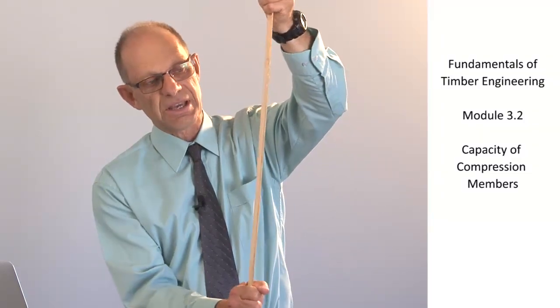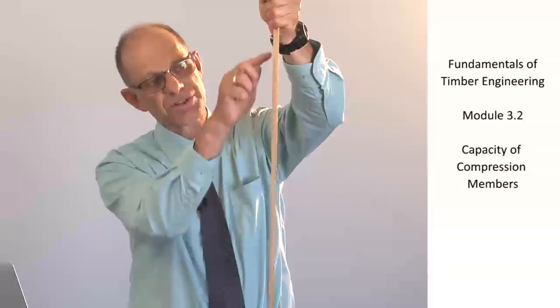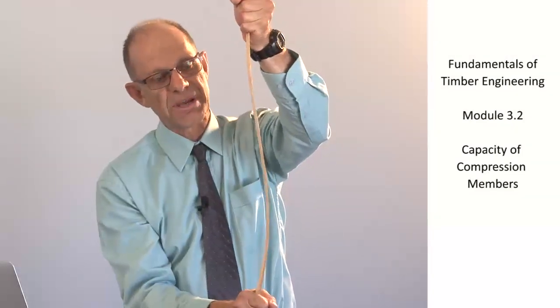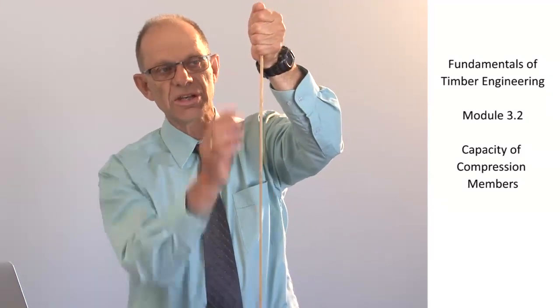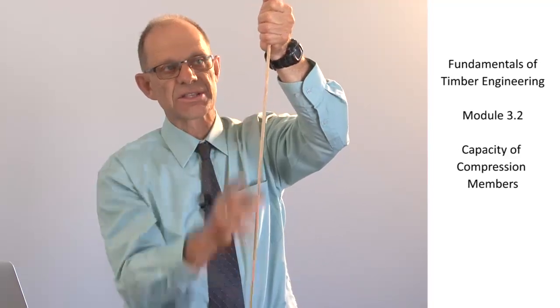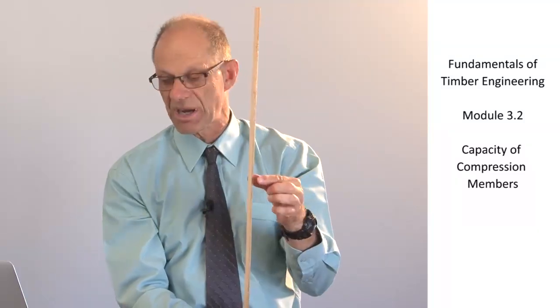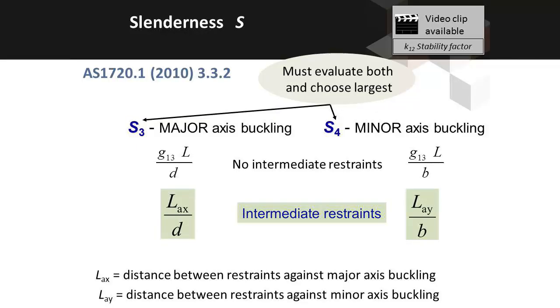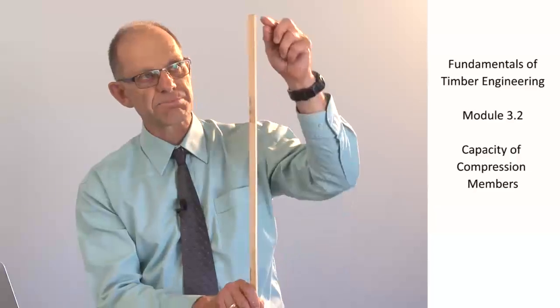If the member is rigidly clamped at each end, we can actually induce some reverse curvature near the top of the member like that because of that rigid clamping. The g13 factor recognises that the rigidity of the connection at the end may affect its buckling strength. So where there's no internal or intermediate support, there's a g13 factor that is incorporated into the evaluation of the slenderness. We evaluate the slenderness for the minor axis buckling.